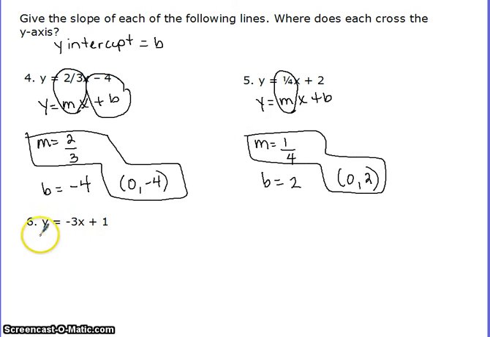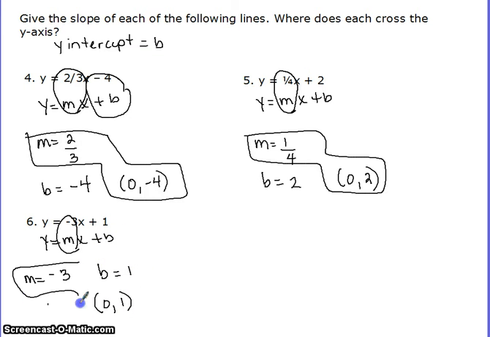Alright, number 6, y equals negative 3x plus 1. That is already in slope-intercept form. So my slope is m, which is the number in front of x, which is negative 3. My y-intercept, or my b, is positive 1. So as a coordinate pair, that would be 0, 1.